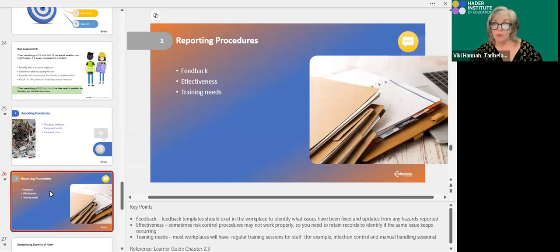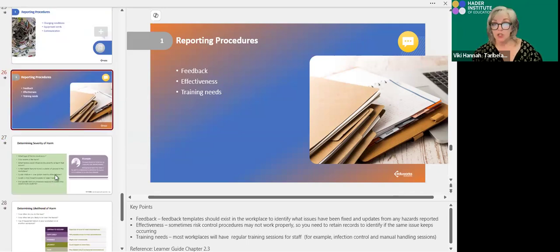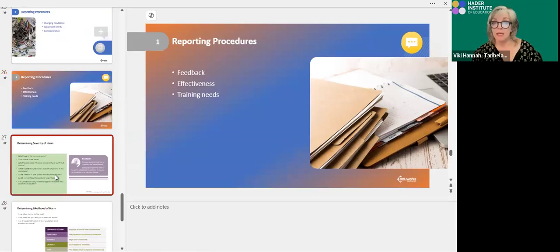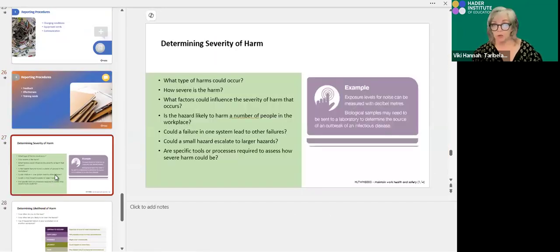How we report feedback, is it effective, and ongoing training, education and awareness. Be familiar, get to know this area. It's important. It's there for you and for our clients. How do we determine the severity of harm? We need to go through these checkpoints.